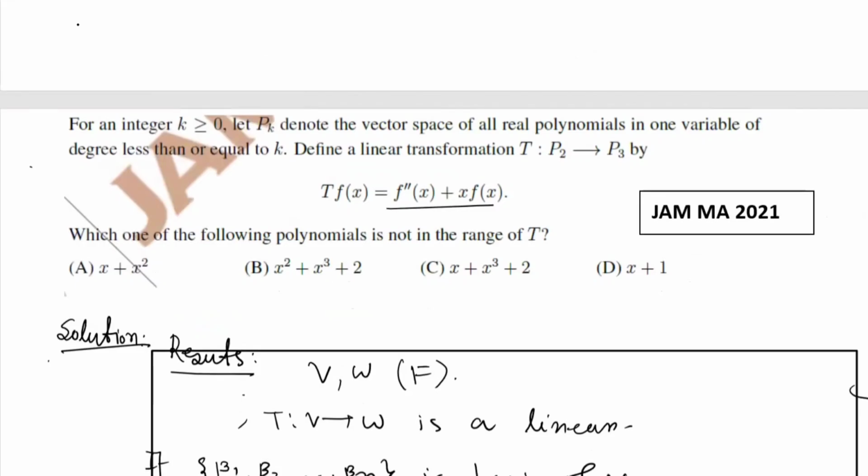So here the answer is option D, because we had to find which one is not in the range of T, and that is option D.